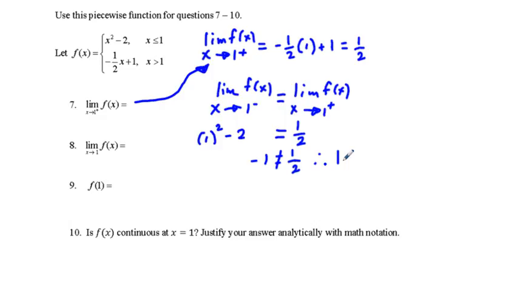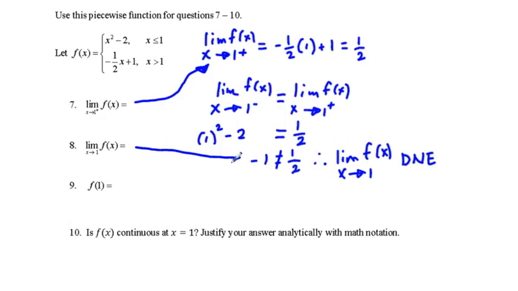Therefore, the limit as x approaches 1 of f of x does not exist. Now you've got to be careful. It's not "equals does not exist," because that's part of the sentence. So the "does" would replace the "is." So: does not exist. It does not equal "does not exist." It does not exist. So that's problem number 8.